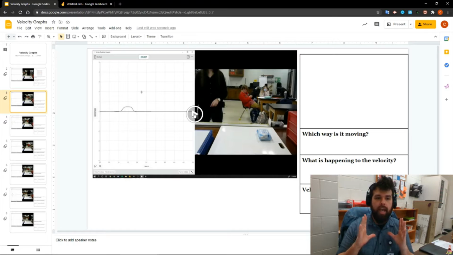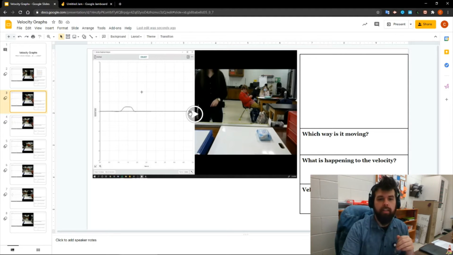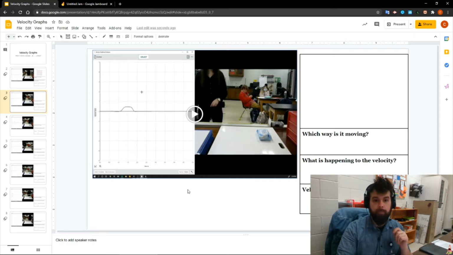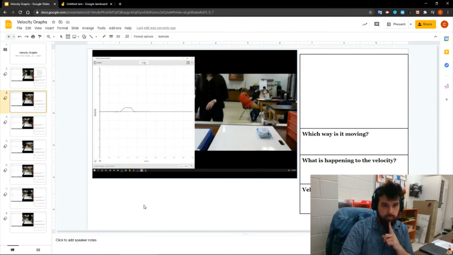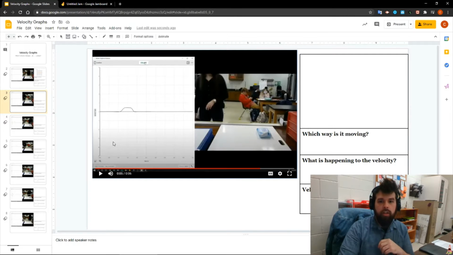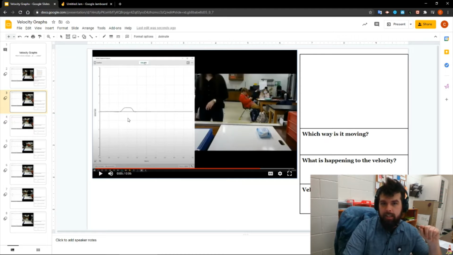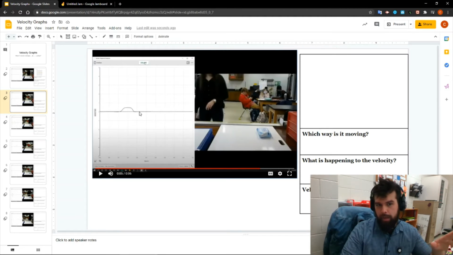Okay, so let's look at another very basic example. We're going to have a cart move at a constant velocity to the right. Let's see what that looks like. Okay, so I'm going to pause it right there. You can see that the actual sensor stopped picking things up around right here. We don't really care about that.